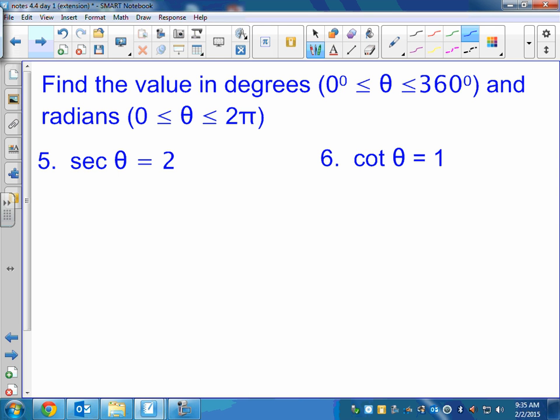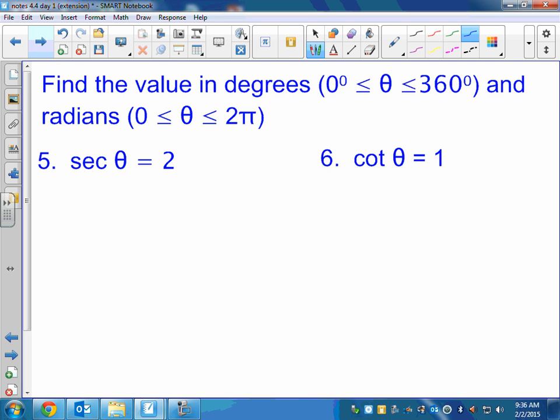So I said find the value in degrees and radians from 0 to 360, 0 to 2 pi. That would be all the way around my circle. Yes? We like to give answers all the way around the circle. We're going to talk about doing this without a calculator, and then ones that we would need a calculator on. If they are values from the unit circle, then they would always be on a no calculator part of the test that I would expect you can do without a calculator.